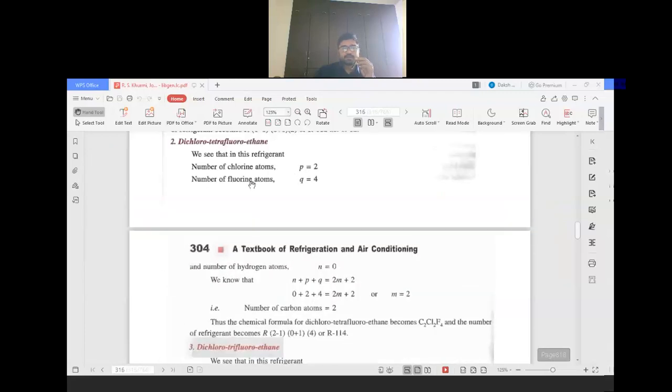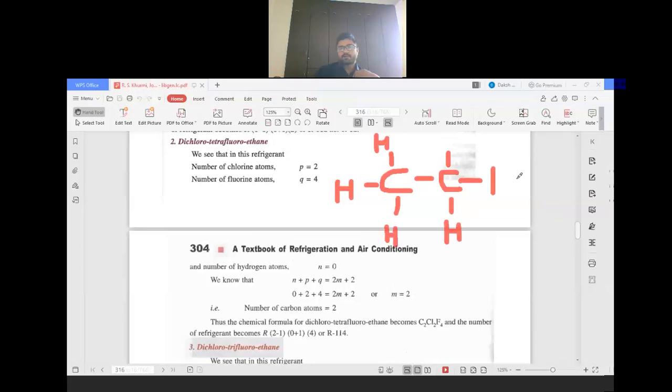This is also one of the examples. Let us write down dichlorotetrafluoroethane. Now ethane means C2H6. We are writing the formula for ethane, so for ethane we have this formula. Now dichloro, so two places are taken by chlorine.